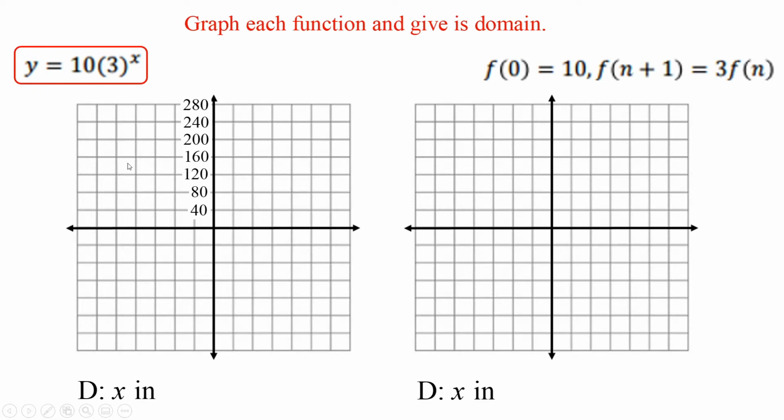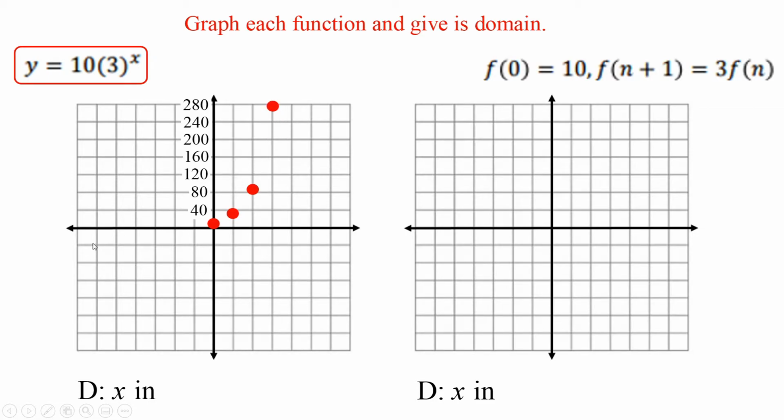Now, f of 0 is 10, so when x equals 0, I'm going to go up to 10. Well, that's 40, so I'm going to put 10 best I can, about right there. Okay, and now when I go to x equals 1, well, my base or my common ratio is 3, so I just multiply the 10 by 3 to get up to 30. About right there. And now when x equals 2, I'm going to take that 30 and multiply it by 3 to get up here to 90. And then when x equals 4, I'm going to multiply that 90 by 3. 90 times 3 is going to go all the way up to 270.